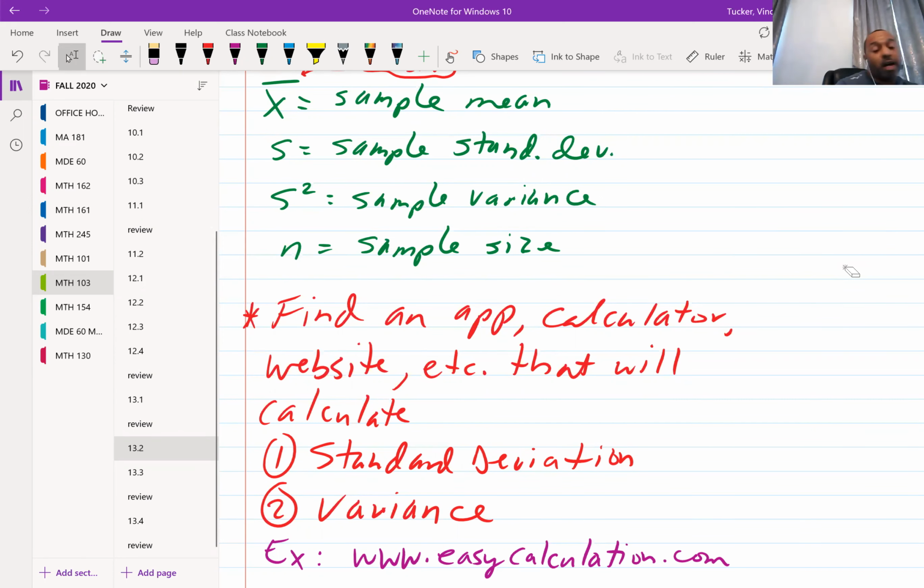Once again, I don't care what method you use, whether it's an app on your phone, your calculator, or a website. Just make sure that whatever you use is reliable and it's giving you the correct answers. And you would check that when you go through WebAssign, putting in your answers, making sure you're getting the right ones. So hopefully you'll get that practice before the actual test.